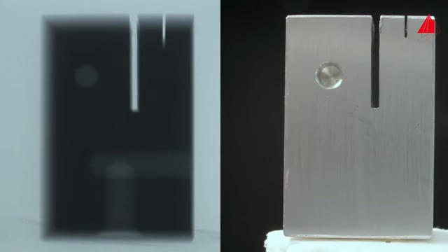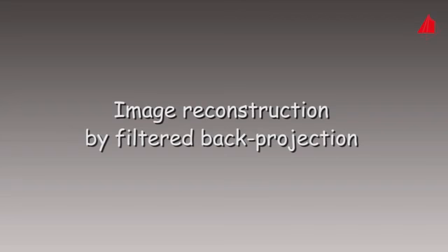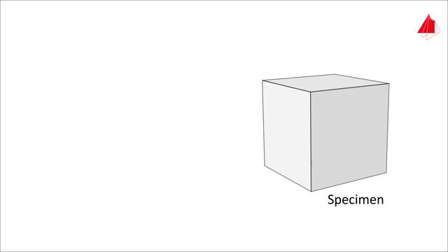After all the X-ray images have been taken, step 2 follows, the generation of the computer model. This step is called image reconstruction. For image reconstruction, several useful methods exist. Here we will explain a commonly used method, the filtered back projection. A specimen with a cube-shaped cavity is used here as an example.